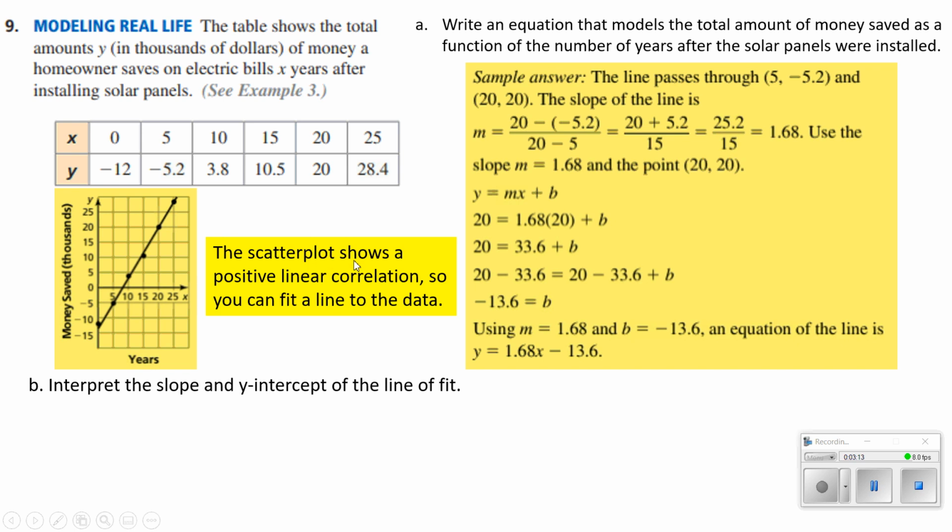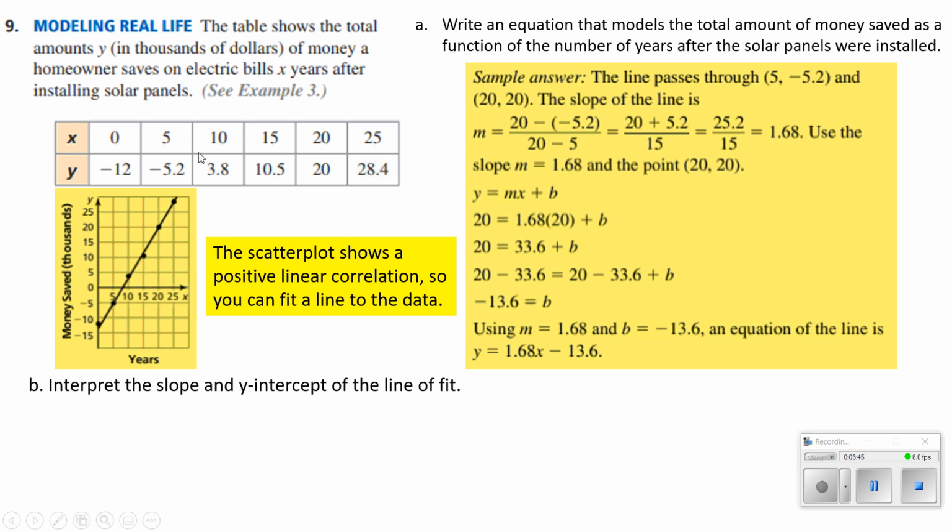When you do this, you see that the scatter plot shows a positive linear correlation, so you can fit a line to the data. Now, A says write an equation that models the total amount of money saved as a function of the number of years after the solar panels were installed. So first, remember, they're asking for an equation. First we're going to need a slope. So we're going to go to this line.